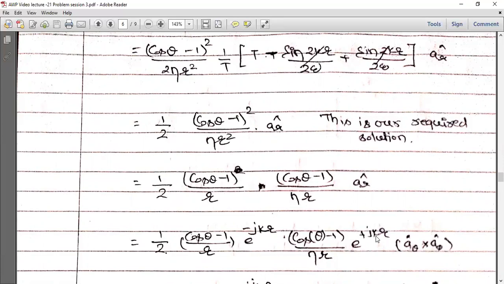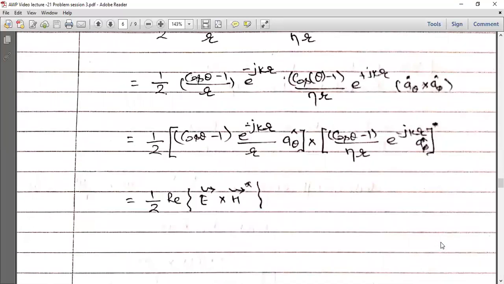Again, there is no problem in that. And also A_r cap is written as A_theta cap cross A_phi cap. Again, there is no problem in that. Now, cos theta minus 1 upon r, e to the power minus j kr, and this A_theta cap. I use this particular magnitude with A_theta cap and this particular magnitude with A_phi cap. When I use this particular magnitude with A_theta cap, I get cos theta minus 1 e to the power minus j kr upon r A_theta cap.